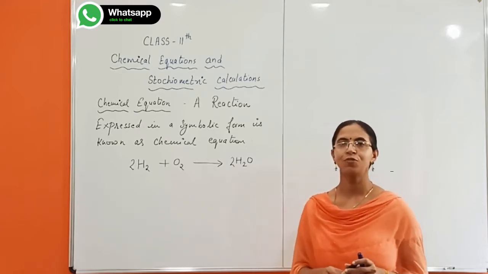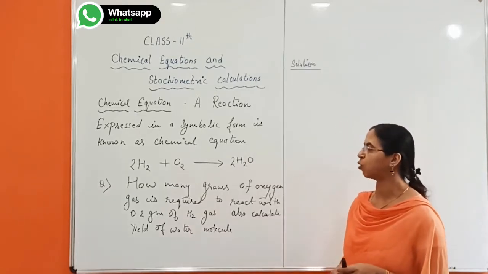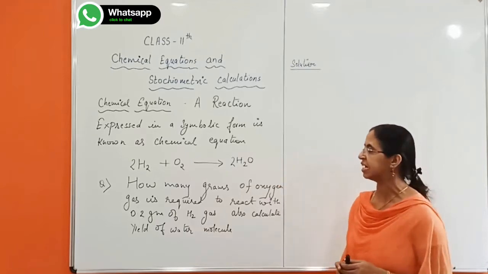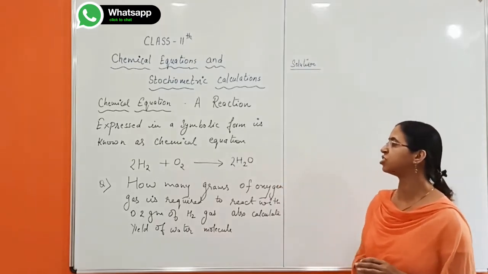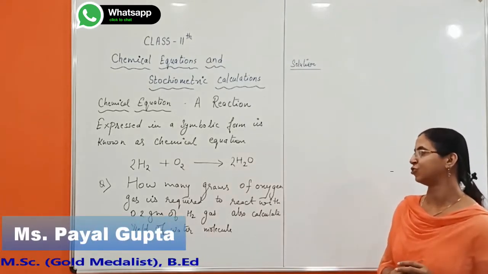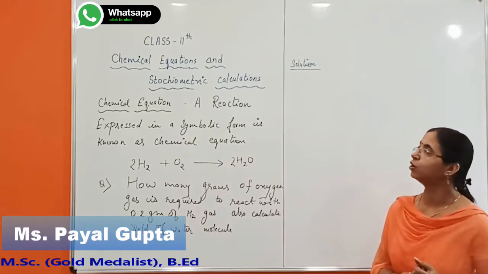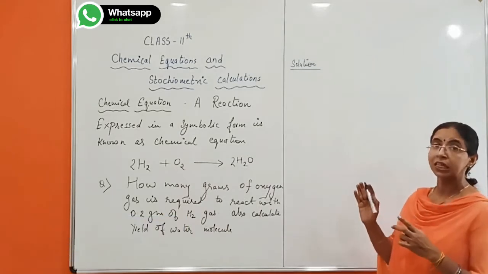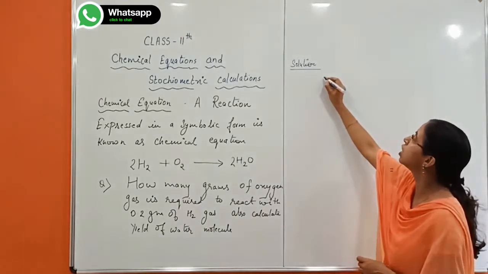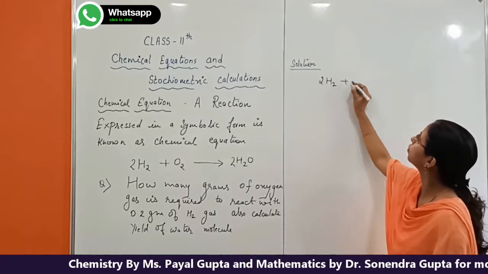Okay, so the numerical problems. So let us do a numerical problem based on the stoichiometry. The numerical says here: how many grams of oxygen gas are required to react with 0.2 grams of hydrogen gas, and also calculate the yield of water. Now for the solution you have to write the balanced chemical equation of the formation of water, that is written here. This one.